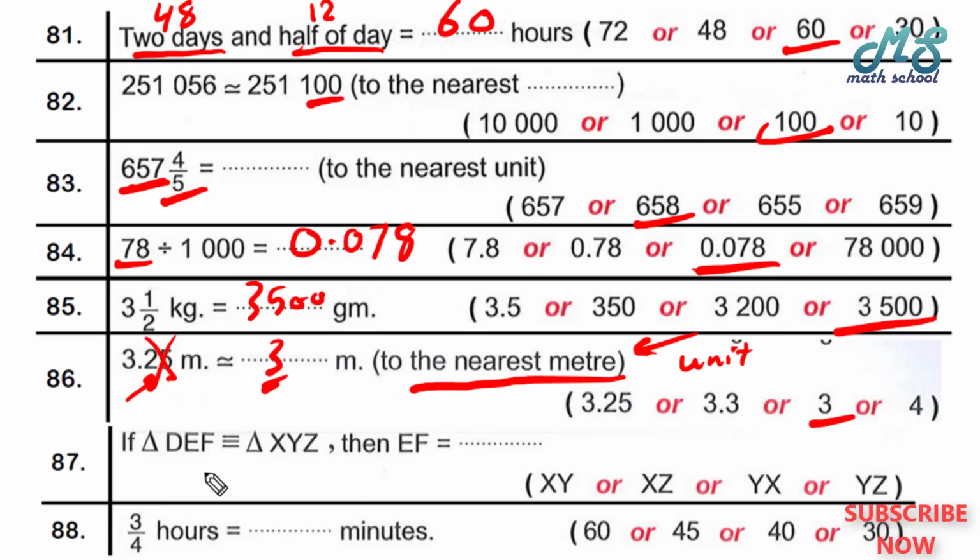If the triangle DEF is congruent to triangle XYZ, he chose the EF, the length of EF. EF is the second and the third letter, so you choose the YZ, the second and the third letter. So we get YZ. So the correct answer is YZ.